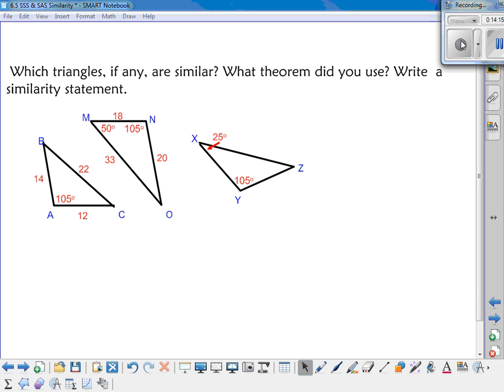Okay, so here's one for you to try and figure out for yourself. Which triangles, if any, are similar, and what theorem did you use? If you do find some similar triangles, write a similarity statement. Pause the video now.